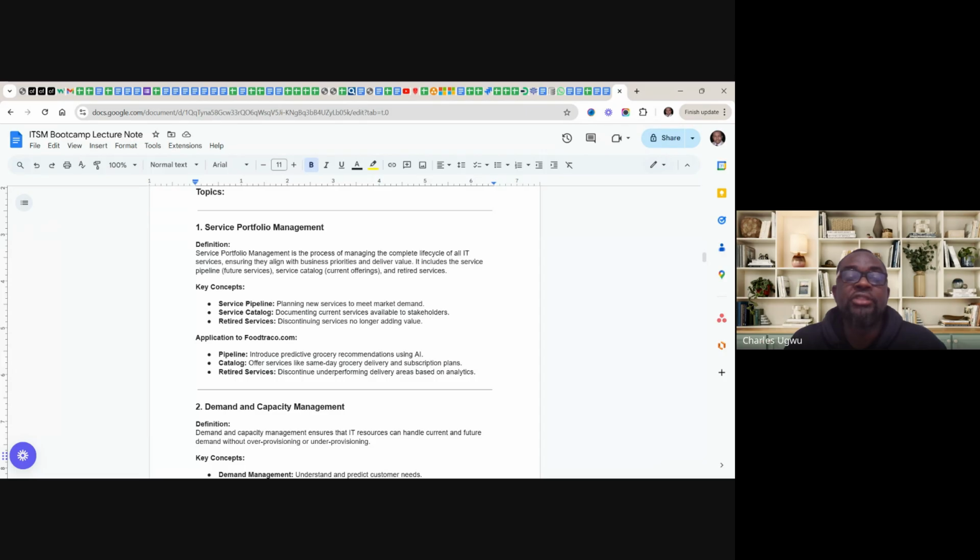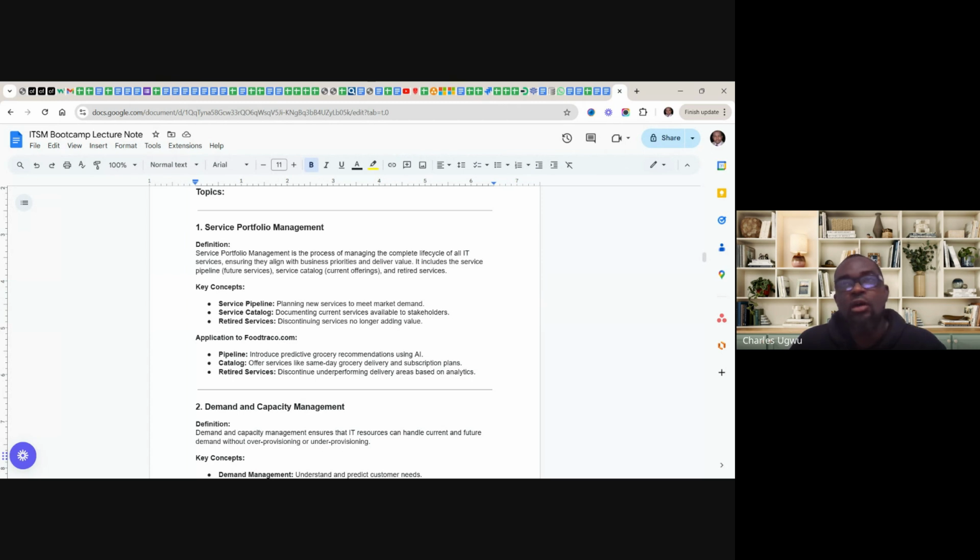The pipeline, we can say, is introducing a predictive grocery recommendation using AI. Because everybody can see that AI is the future of IT these days. So we can't jump into AI. We can put it in our pipeline, in our roadmap. Once it comes into the roadmap, we continue to refine it. The stakeholders need to have a series of meetings, brainstorming. Do we really need it? That's what we call pipeline.